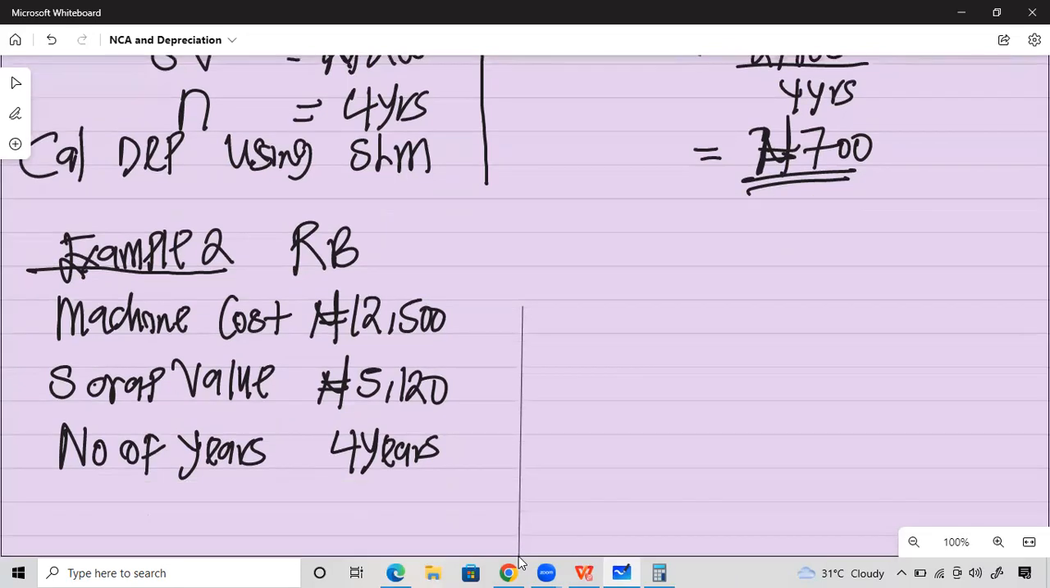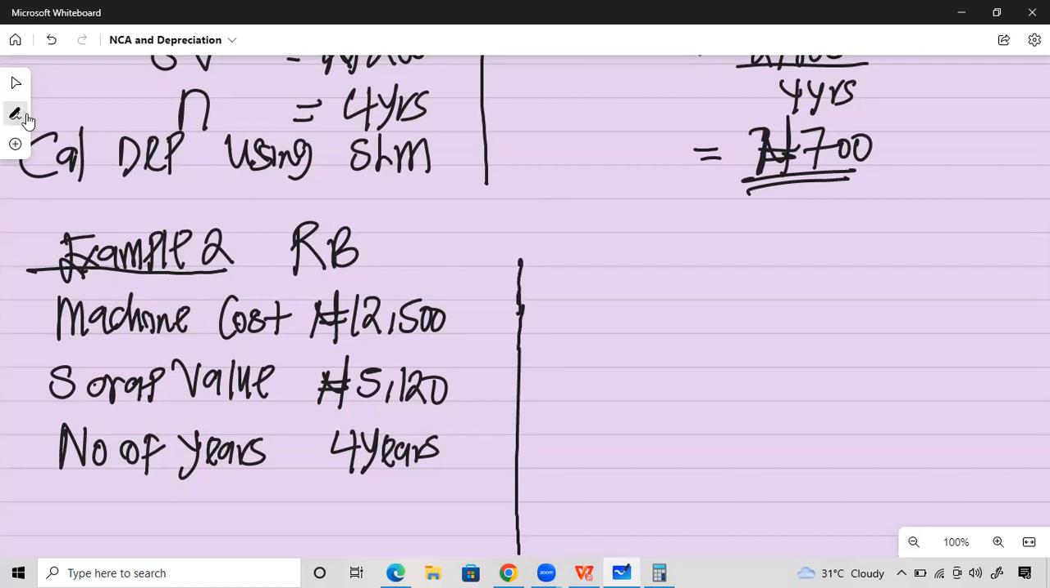The straight line method is somewhat easy, but this reducing balance is somewhat more complicated, so please listen very well. I hope everybody has a calculator. Especially, I would like you to get a scientific calculator. So let's say this is the solution.